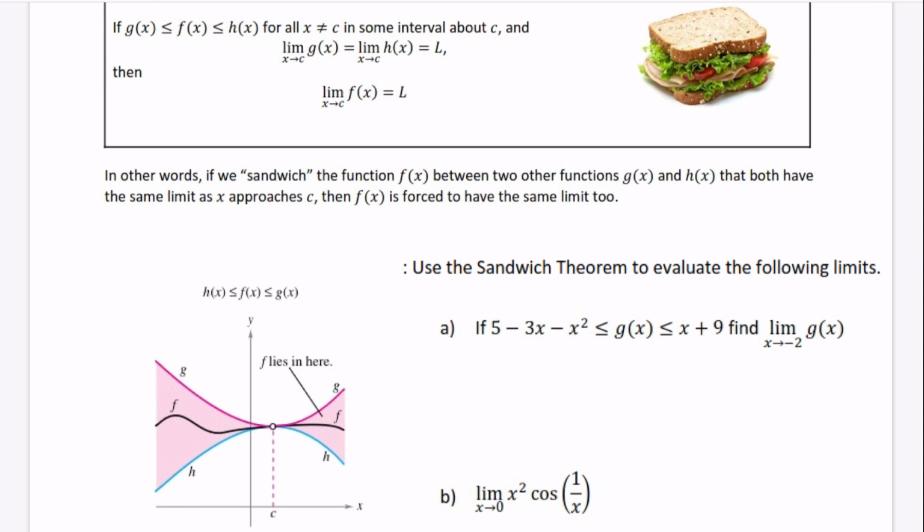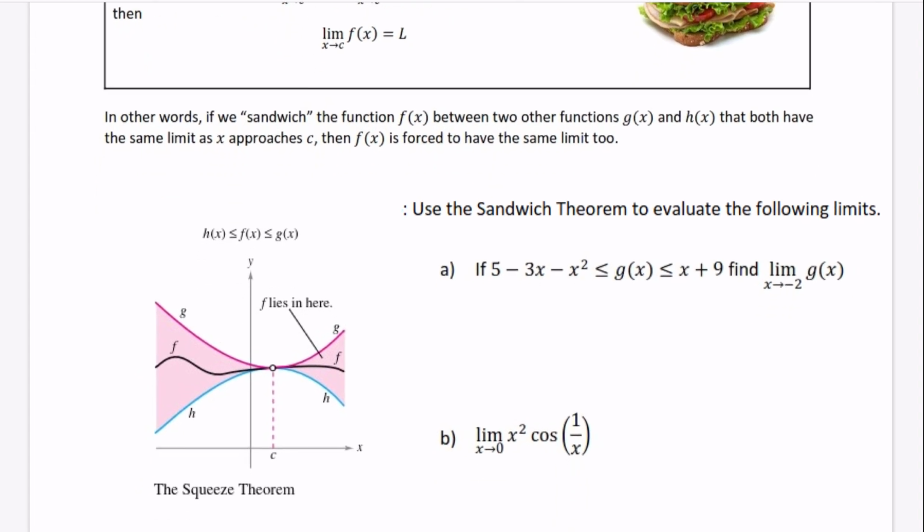So let's analyze that with a very simple example. If 5 minus 3x minus x squared is less than or equal to g of x, and g of x is less than or equal to x plus 9, we want you to find the limit of g of x, which you don't know the function of, but you know the top bread and the bottom bread function.